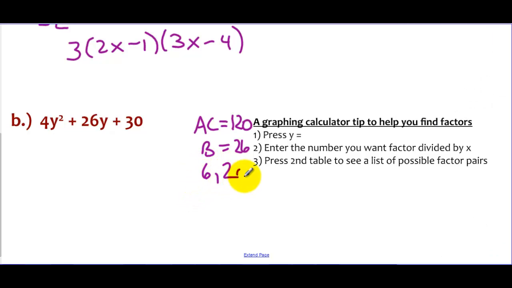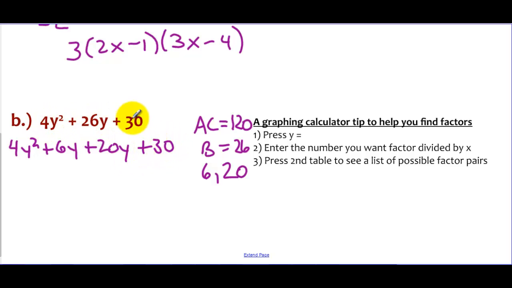So again, that's just a little calculator trick. If you're dealing with large numbers and they have a lot of factors, you want to save yourself a little bit of time. That'll help you out. So I'm going to say 4x squared plus 4y squared plus 6y plus 20y plus 30.